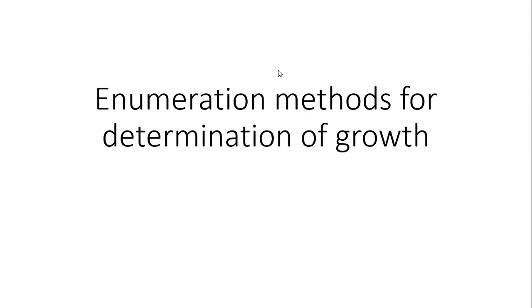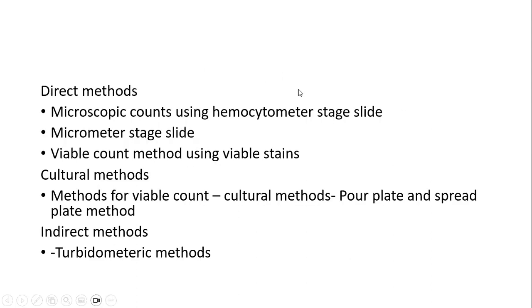Hello students, in today's class we are going to learn about methods for enumeration of growth. These methods can be broadly divided into two categories: direct methods, where we are directly measuring the actual cells through microscopy, and cultural methods, where we are first growing the cells and then measuring them. These can be done by methods such as pour plate and spread plate methods that we have learned in our laboratory, where we are actually counting each and every cell.